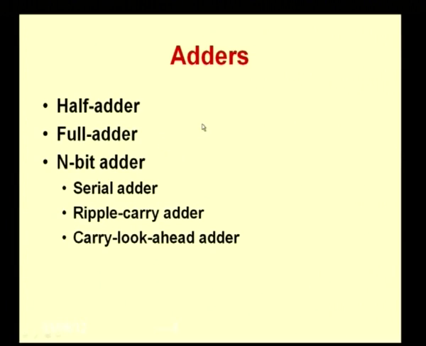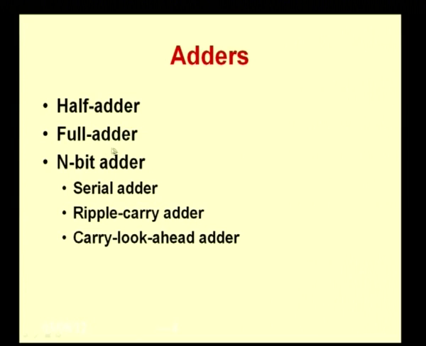With respect to adders, there are a variety of adders that have evolved over time, and all of them start with understanding how a simple 1-bit adder works. So, we start with the half adder, which you are probably already familiar with, and then we will look at the full adder, and then at how n-bit adders are constructed using these full adders. We will look at 3 different adders: the serial adder, the ripple carry adder, and then the carry look ahead adder. So, let us start with the half adder.